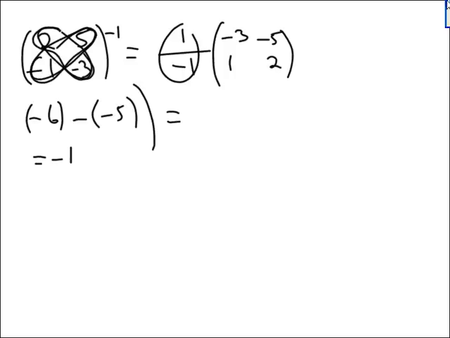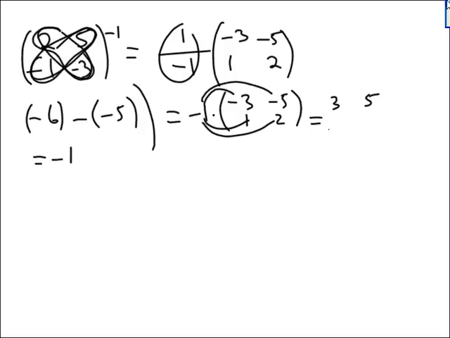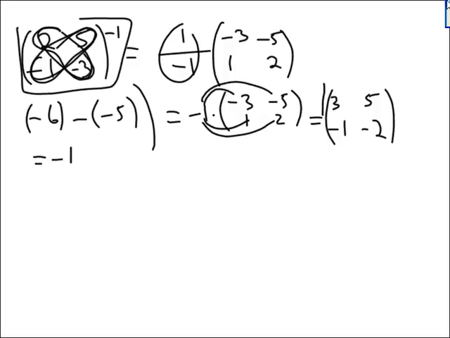This fraction happens to be -1. -3, -5, 1, 2. I wouldn't really leave a scalar of -1; we actually multiply each and every entry by -1. And what happens when you multiply a number by -1? The sign changes. Don't spend too much time on that. So we calculated the inverse of 2, 5, -1, -3.